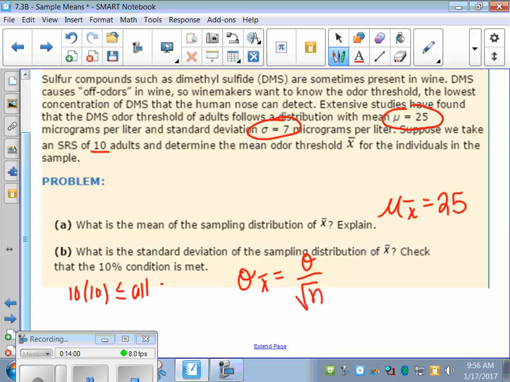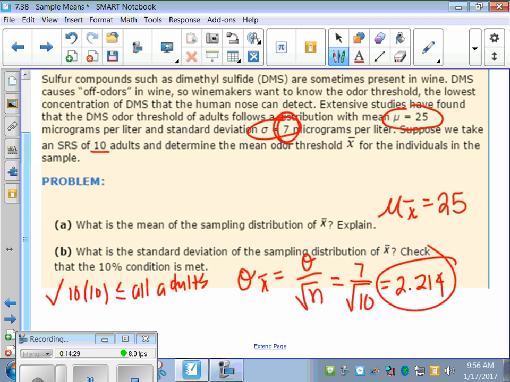It's like all adults. Okay, so that's true. There are definitely 100 would be less than all the adults. All right, we're good to go. So we can go ahead and find the standard deviation. So we're going to start with sigma. That's the population standard deviation of 7. And we're going to divide it by the square root of 10 because it says we took a sample of size 10. And we get 2.214. Okay, and that's it on that one. So just use the formula and make sure you check the 10% condition.